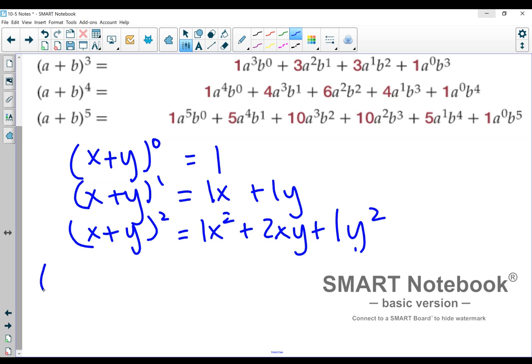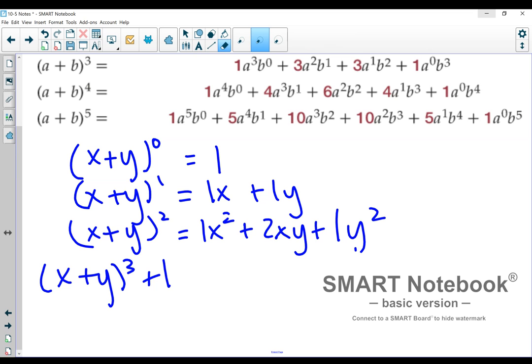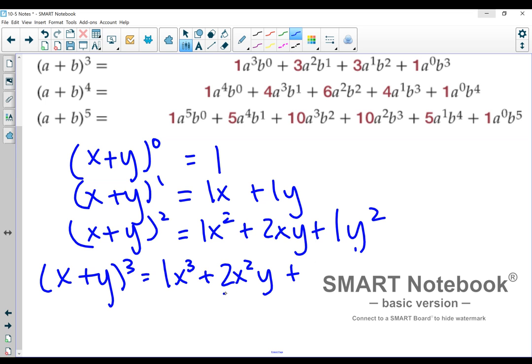And then just to continue this on and look at cubed, I would have 1x cubed. I don't know why I put equals or plus instead of equals. So we'd have equals 1x cubed. And there's no y at all there. And then we'd have 3x squared y. So my powers of x are counting down, 3 then 2. And then I'd have 3xy squared. So that's the 1, 3, 3, and then I'll have 1y cubed.